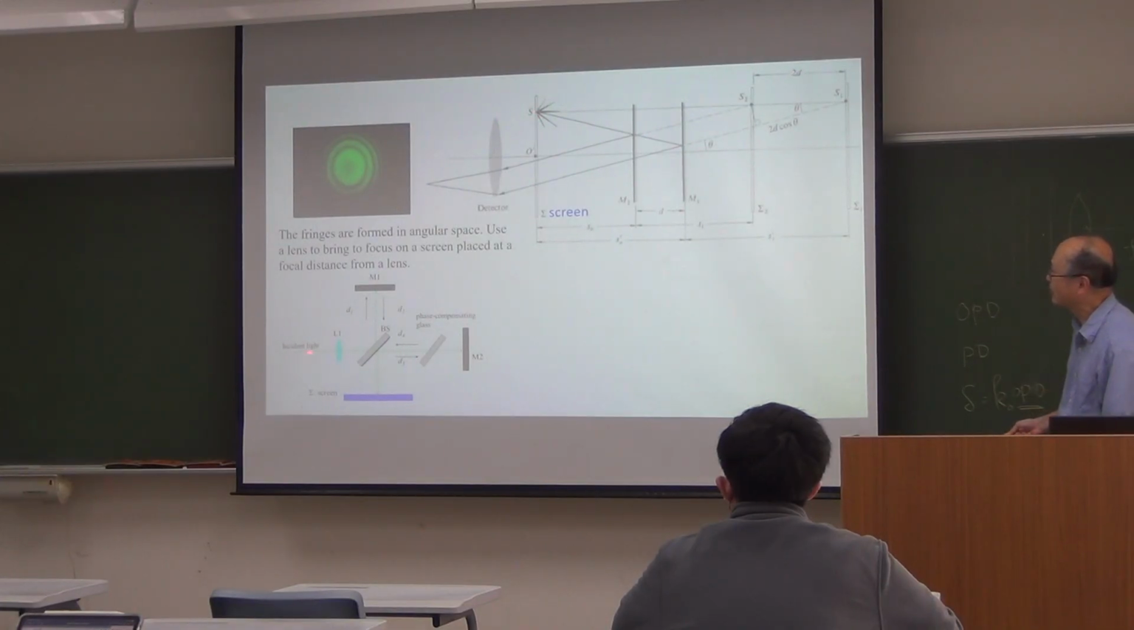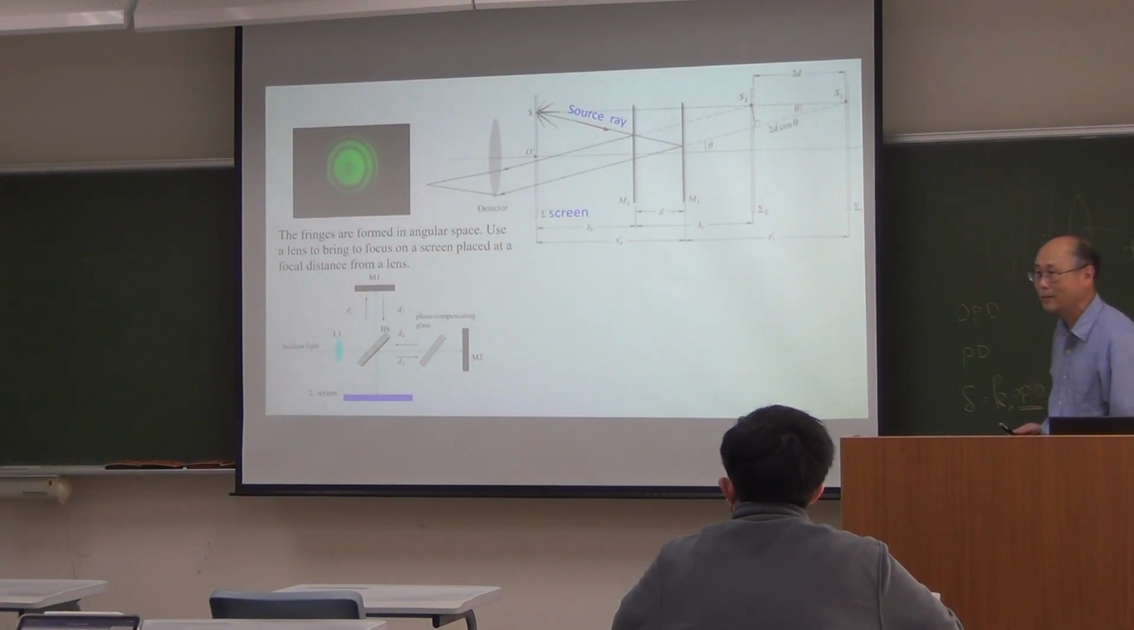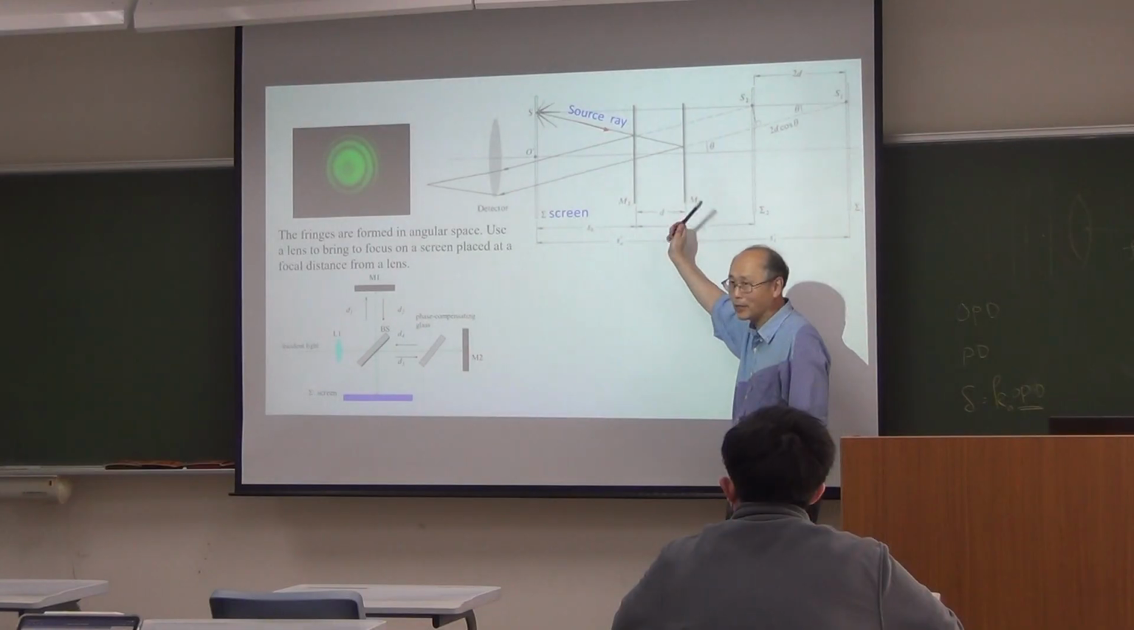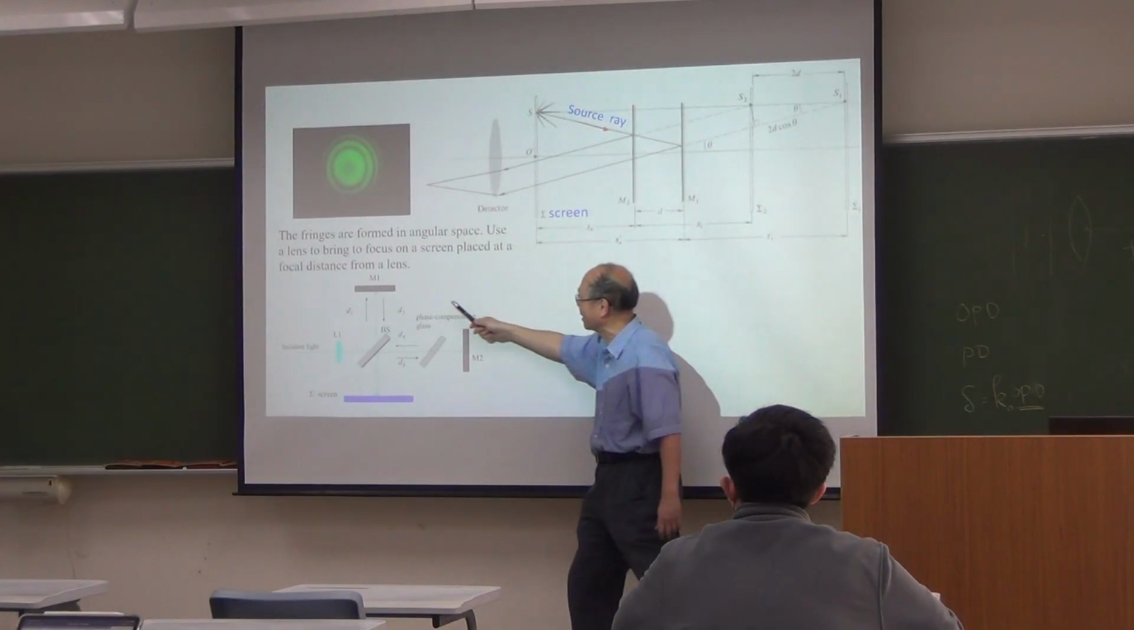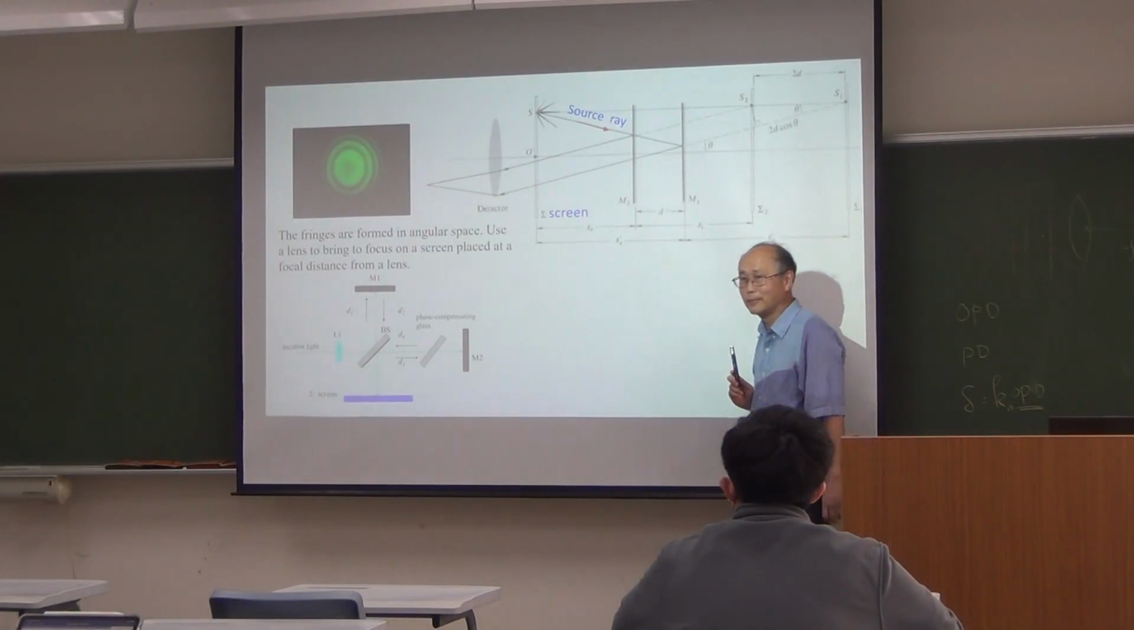So imagine that you have a source right here. And then you have a light ray representing the plane wave going in this direction. And then you have mirror 1 and mirror 2. This light ray will go to mirror 1, and this light ray will go to mirror 2. Right? So you can see the corresponding locations of M1 and M2.